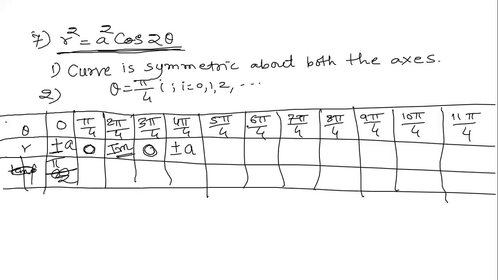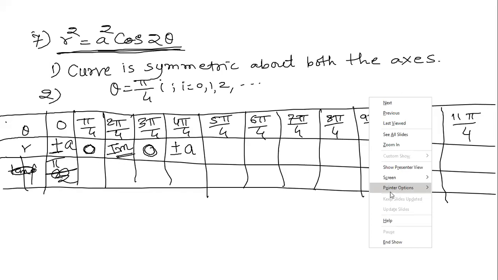I think only 8 values are needed. No? 1, 2, 3, 4, 5, 6, 7, 8. So the 12 values were absolutely unnecessary.